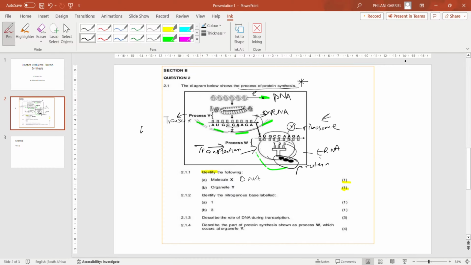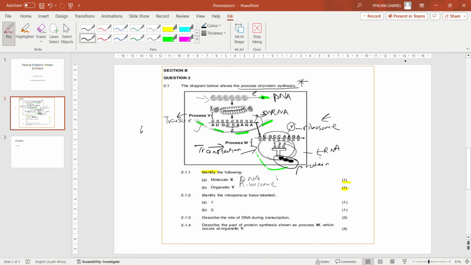Then we have got organelle Y. Organelle Y, we have said it's a ribosome because there are only two organelles which are involved in the process of protein synthesis, and we are sure that this is a nucleus considering that there is DNA inside it, and transcription also takes place inside the nucleus. So this is the ribosome. Then now, so we have got 1 mark here, 1 mark here.